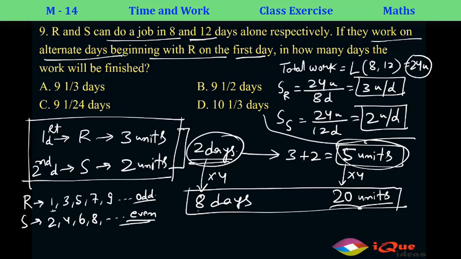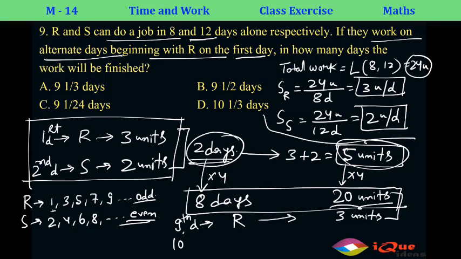Now 8 is an even number. So the next day, that is the 9th day, obviously R will come. Right? And how much work can R do on that 9th day? R's speed is 3 units per day. Total work left is 4 units. That means R can complete the entire day, 3 units. How much work is done now? 20 plus 3, that is 23. How much work is remaining? 1 more unit of work is remaining.